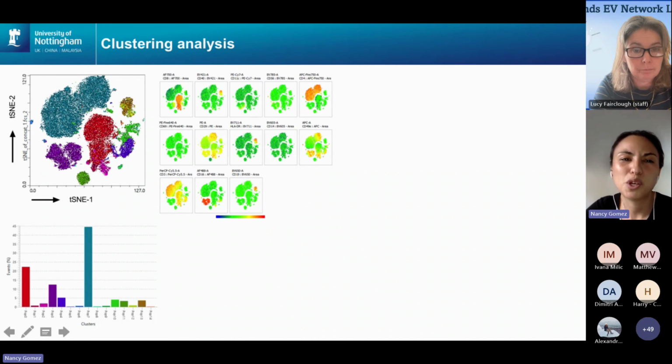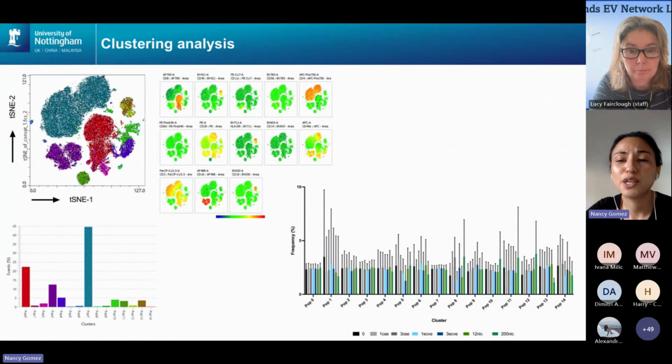We could also see the expression of the different markers on our PBMCs. However, what we found when we did the statistics was that there were no significant differences in these meta-clusters for any of the conditions that we had exposed them to.